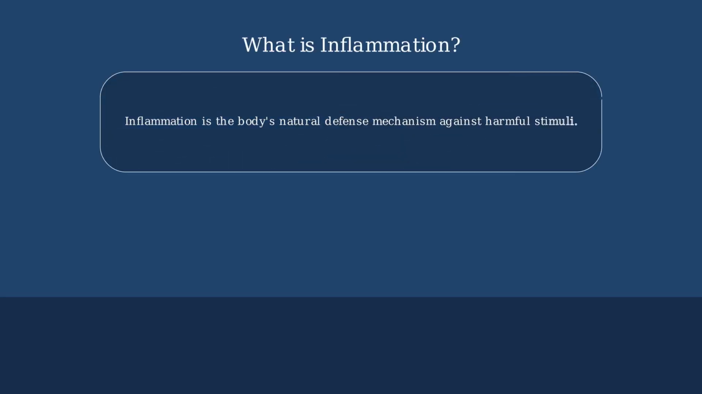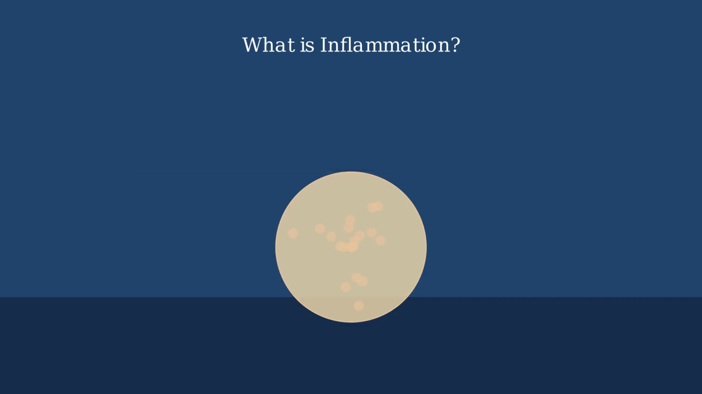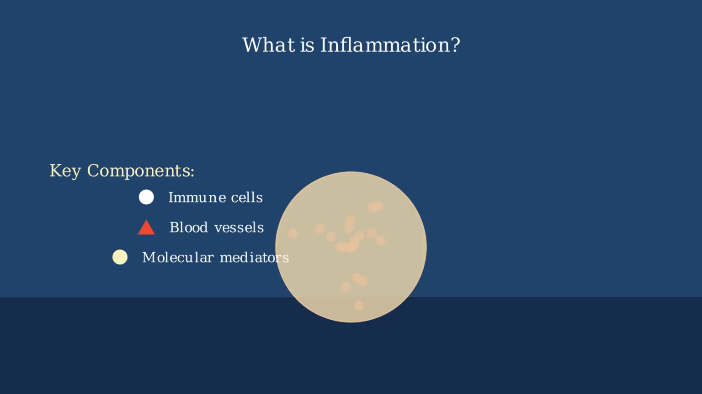What is inflammation? Inflammation is the body's natural defense mechanism against harmful stimuli like pathogens, damaged cells, or irritants. It's a protective response involving immune cells, blood vessels, and molecular mediators. When inflammation occurs, the affected area becomes red, warm, and swollen. The purpose of inflammation is to eliminate the initial cause of cell injury, clear out damaged cells and tissues, and initiate tissue repair.